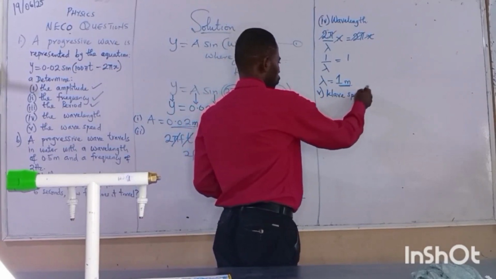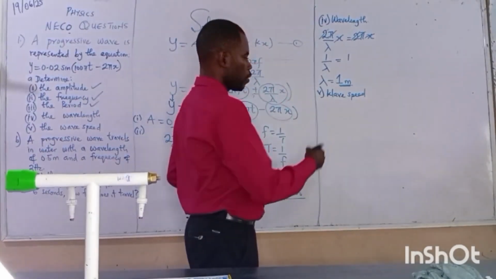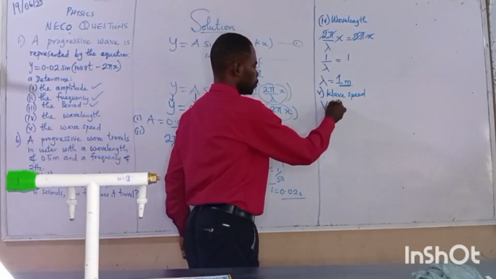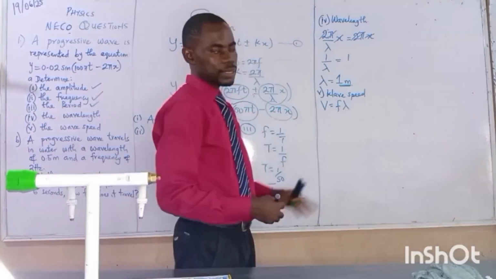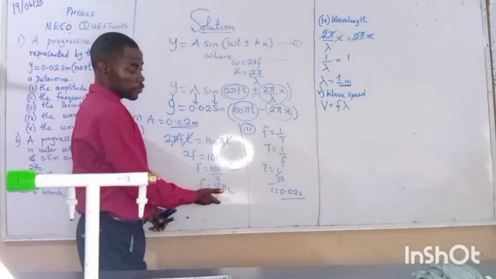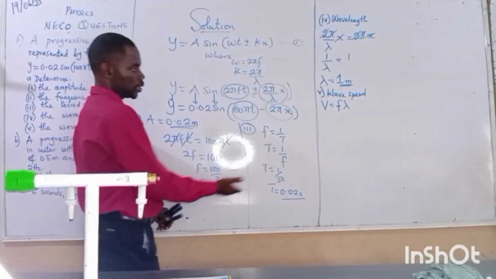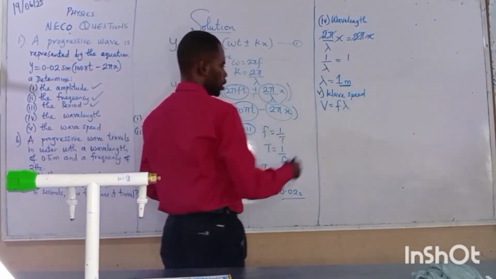You know, at times you can also call it wave velocity. We are saying the same thing. You can still remember that the formula for wave speed says V equals F times the wavelength, or F times lambda. And luckily for us, we have gotten our F as 50 and we have gotten our lambda as 1. So we just put it together and get the final answer.